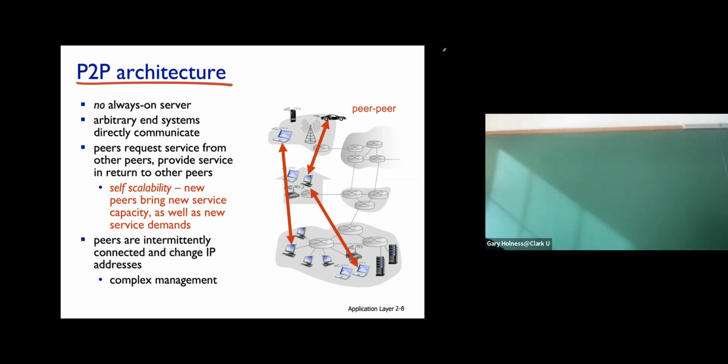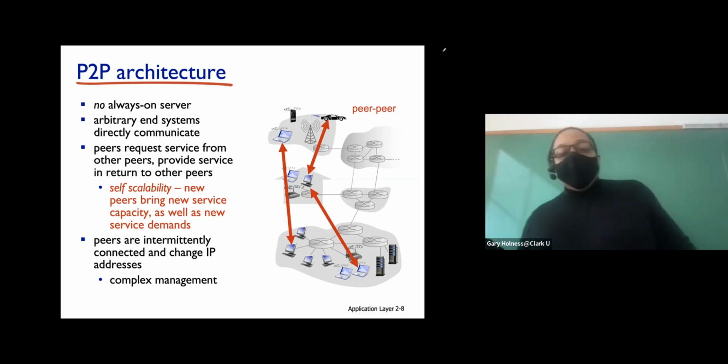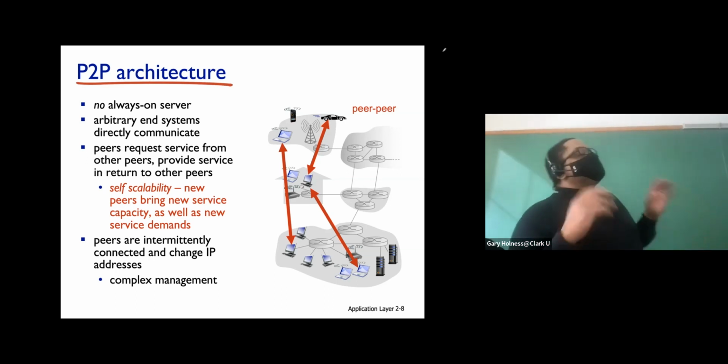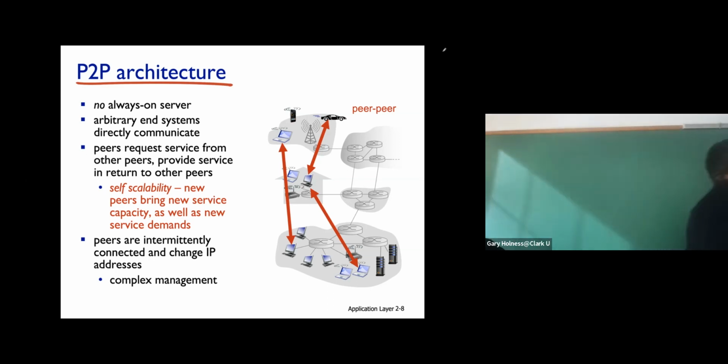And so a peer is nothing more than a process, but this process implements the client role. It can initiate requests, but it also implements the server role. It can respond to requests and deliver resources to those that want it. Does that make sense?